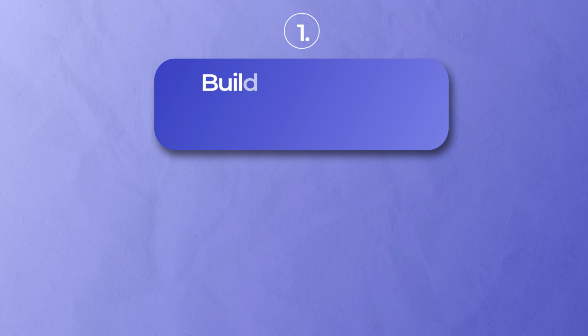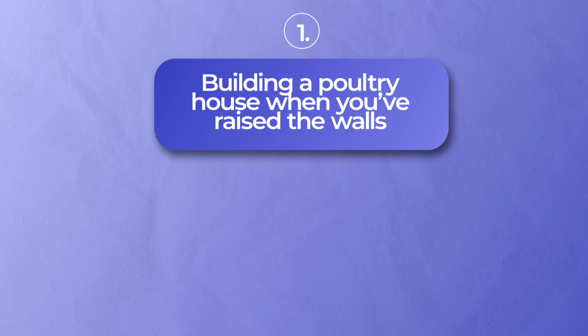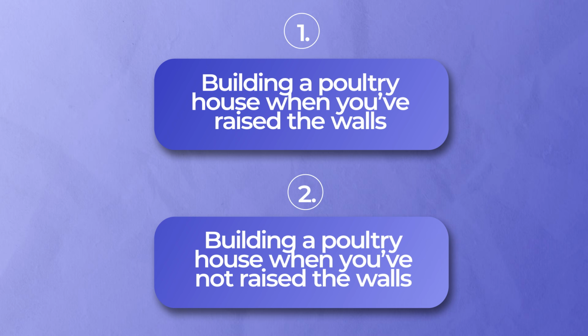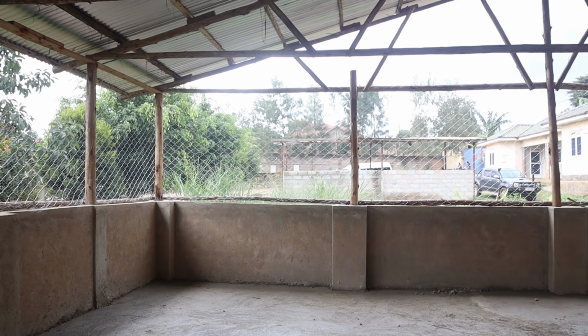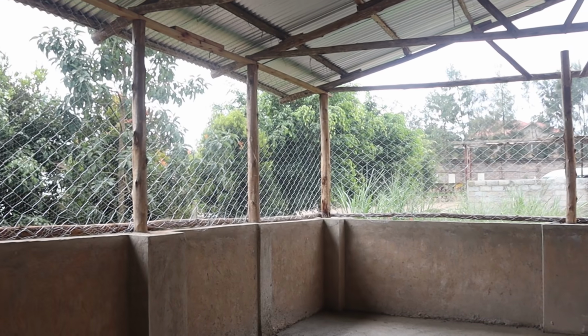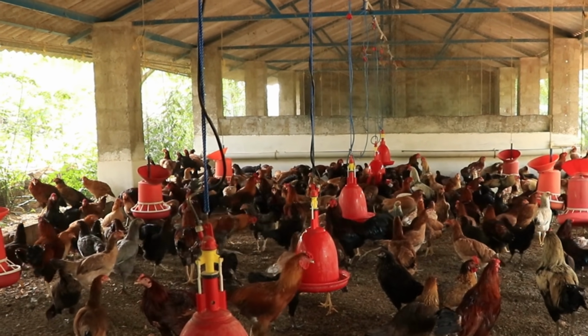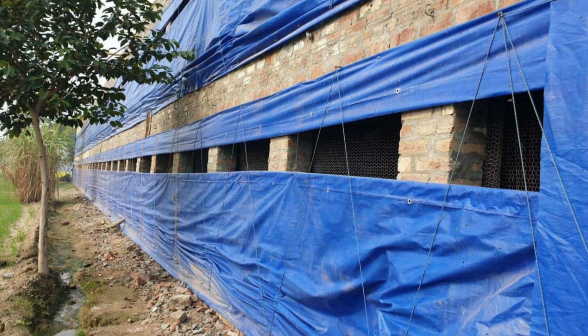These are the two modes I'm talking about: one is building your poultry house when you have raised the walls, and another is when you have not raised the walls. Those are the two. Today we built this with raised walls because of various things that we saw here. Even for the management of those who build without raised walls, it is usually difficult to supervise that farm because you don't know if these guys have really removed the tarpaulins.